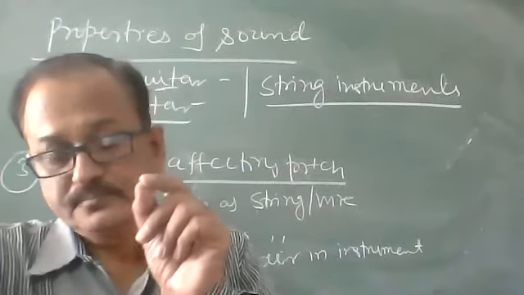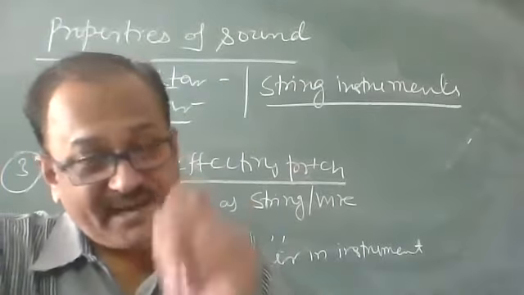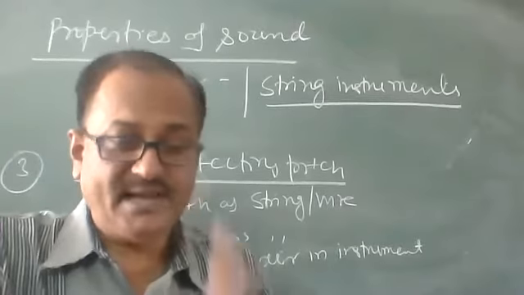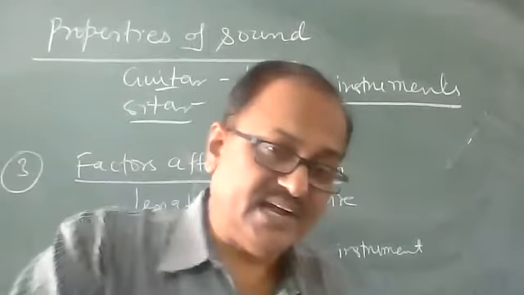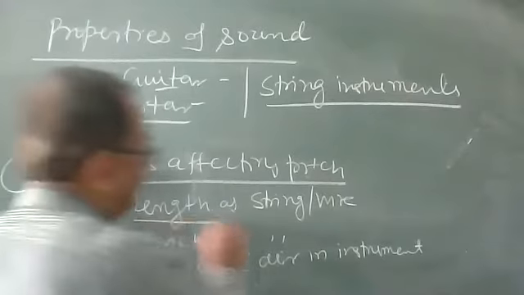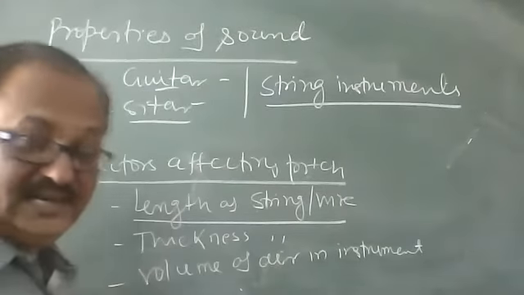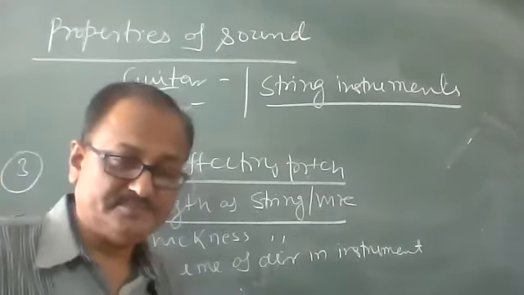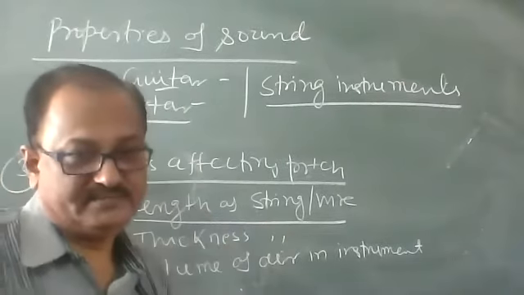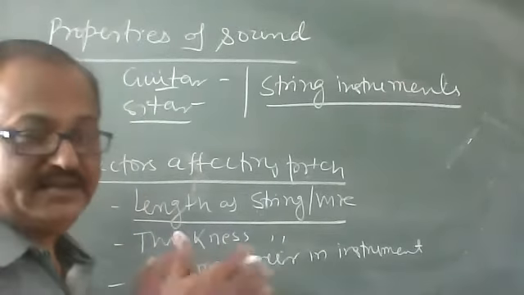So, the wires are of different thickness. You might be knowing the wires in the sitar and guitar are of different thickness. So, the first is the length of the string. Length is also an important point. A particular length has to be there, the length of the wire in the instrument.